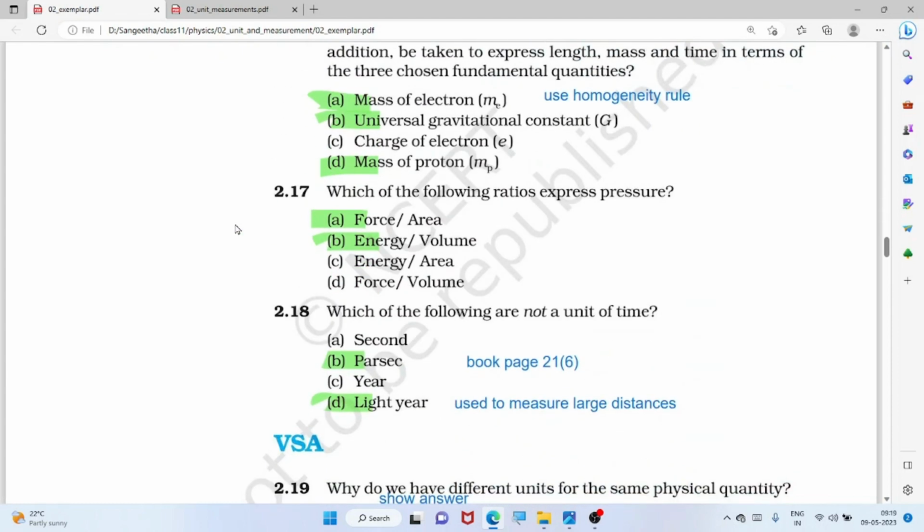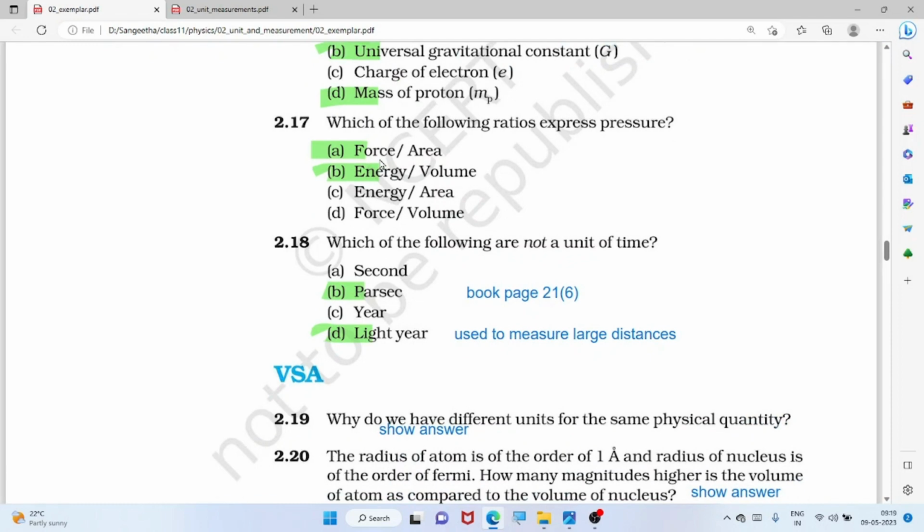Which of the following ratios express pressure? Force by area, energy by volume. These two are pressure.